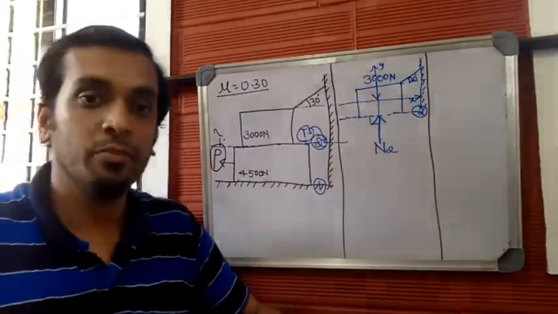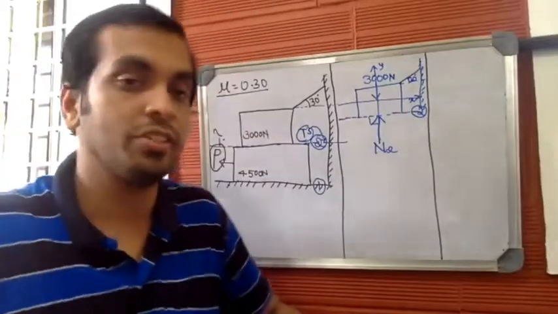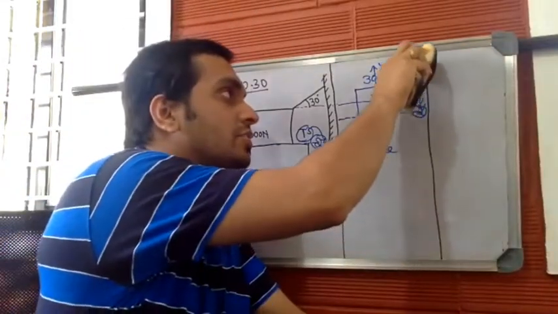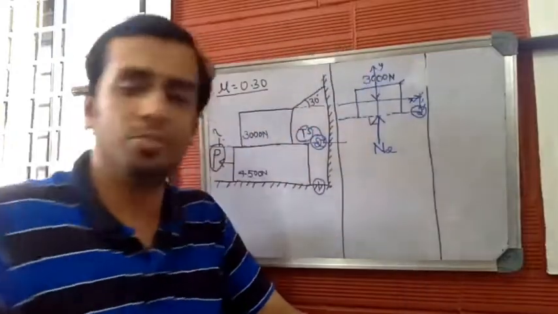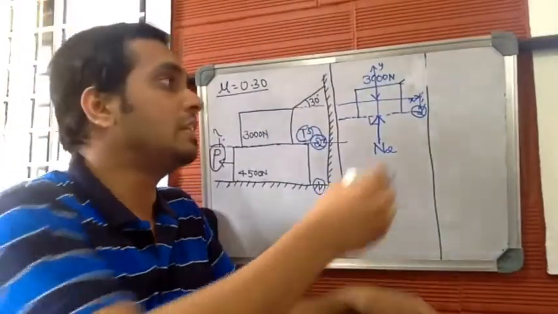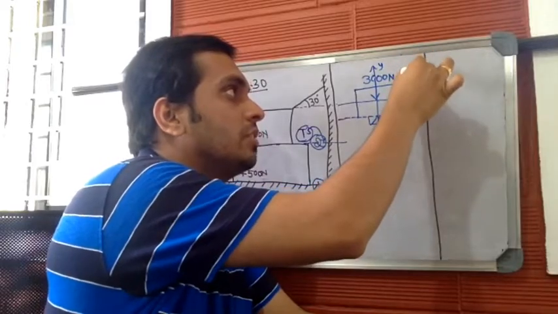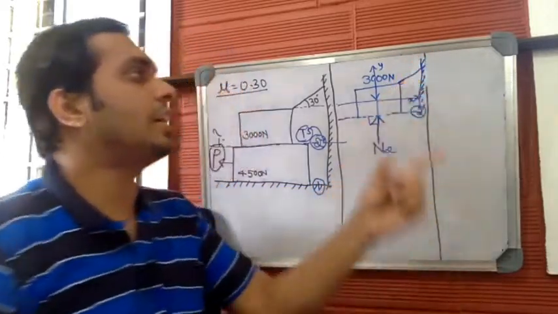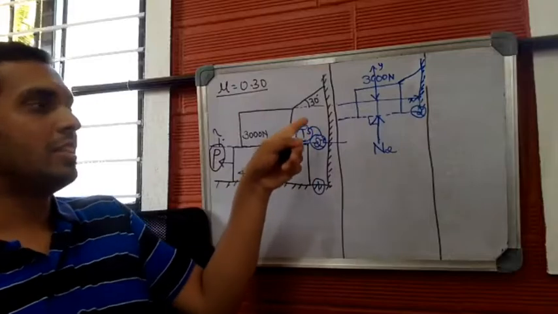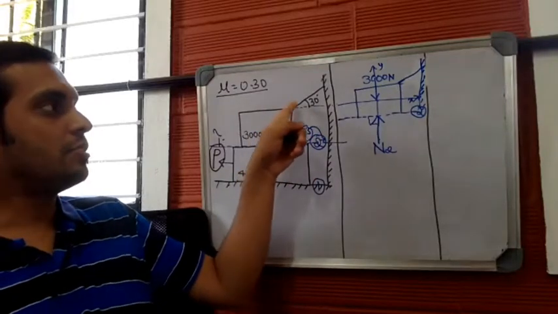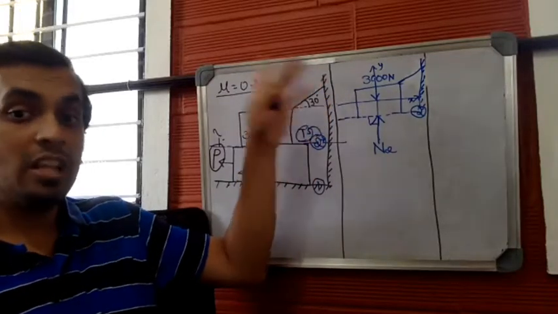Now, the important aspect: you have to mark the frictional resistance. To mark the frictional resistance, everybody, observe here. This is the upper body that we have considered. The upper body is connected to the vertical surface, as you can see here in the question, with the help of a string.